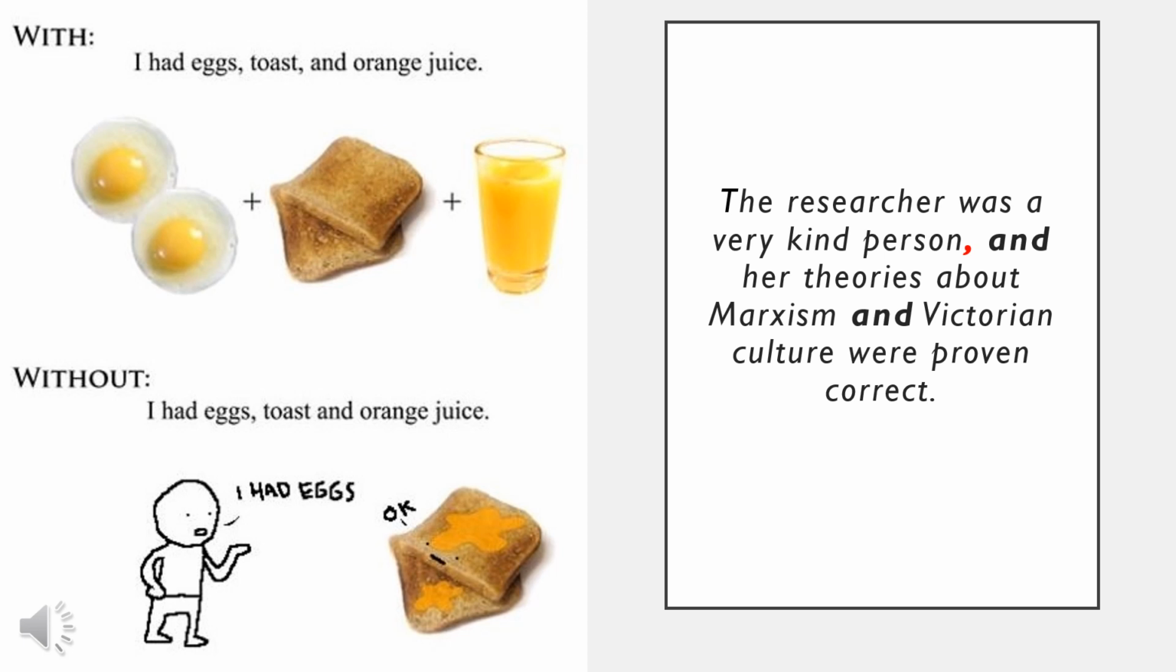The first and, which is preceded by the Oxford comma, separates the first clause of the sentence from the second clause. We want to separate these clauses because the researcher's kindness is not necessarily related to her theories being proven correct. In other words, we use the Oxford comma to separate clauses and meaning, and we don't use the Oxford comma when we want to group things or ideas together.